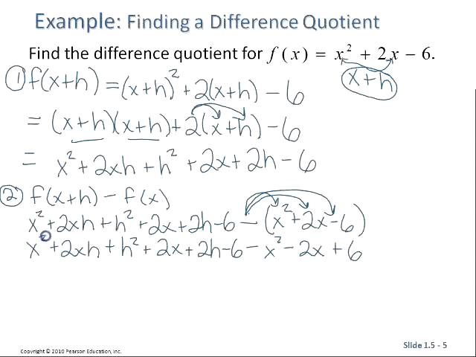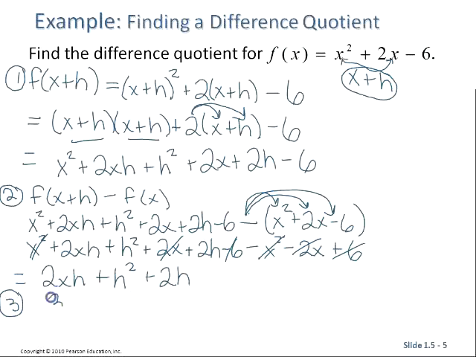So now I should be able to get rid of some terms. X squared minus x squared adds up to 0, so those go away. 2x minus 2x adds up to 0, and negative 6 plus 6 adds up to 0. So I end up here with simply 2xh plus h squared plus 2h.